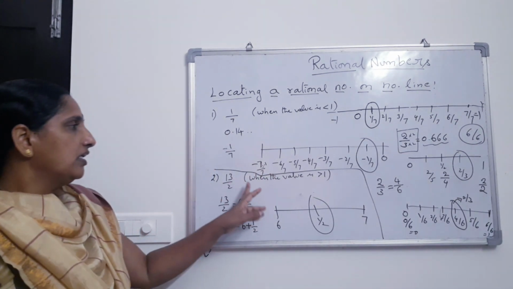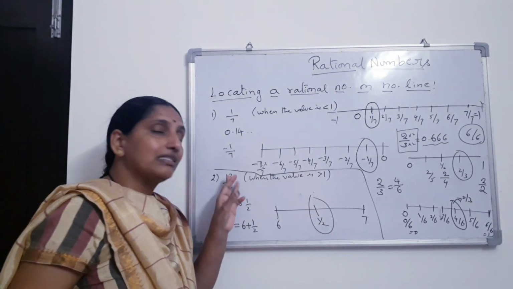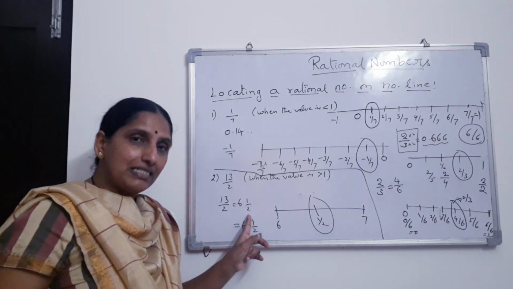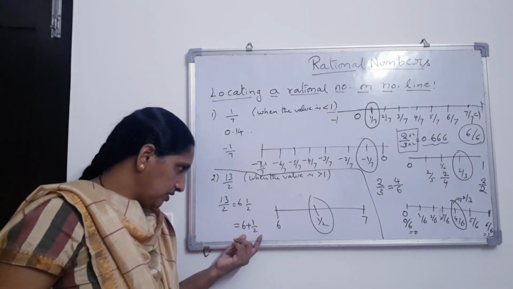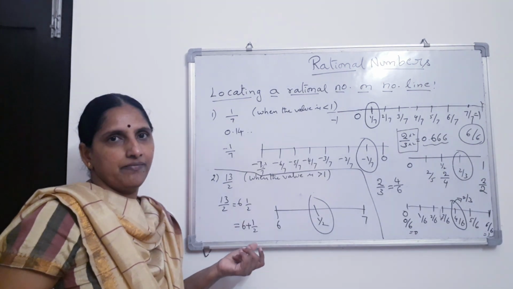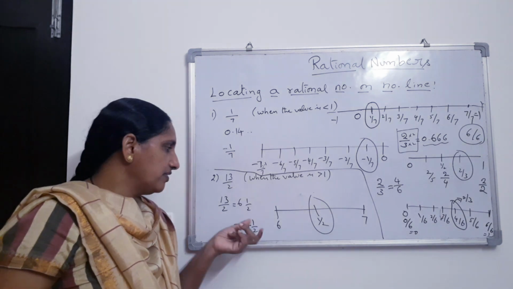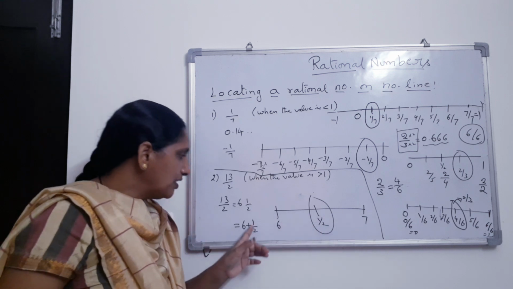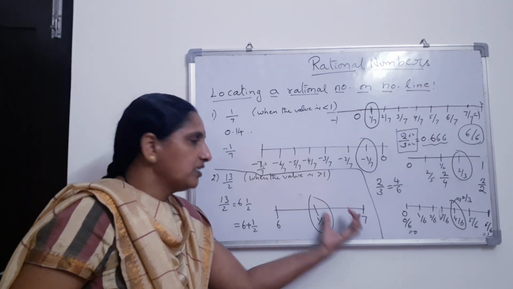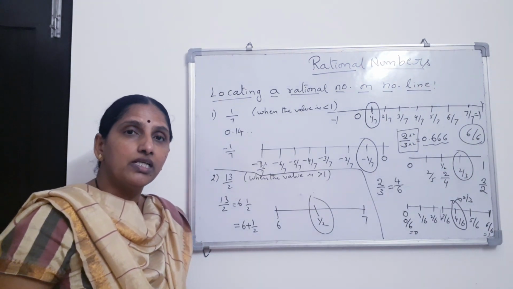So whenever the value is greater than 1, that means whenever the denominator is less than numerator, then you have to convert that into mixed fraction and then convert it into addition form and then see where it lies. Here though it is greater than 6 and less than 7, therefore it lies between 6 and 7. What is the value given? 1 by 2. That means you can only make 2 divisions. This is 1 division and this is 1 division, absolutely at the midpoint it is.